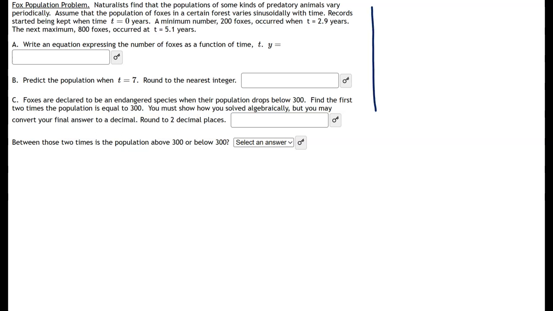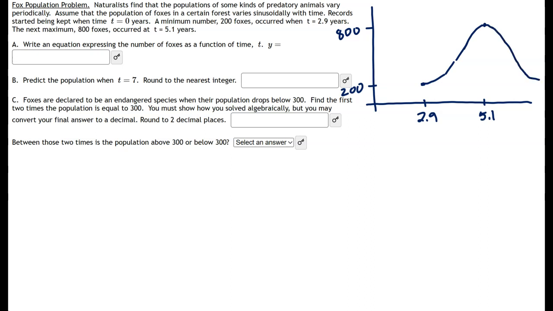So I'm just going to sketch to give myself a little bit more of an idea. Okay, so 2.9 and 5.1 years are pretty crucial. So we'll say this is about 2.9 and then this is about 5.1. And 2.9 was a minimum of 200 and 5.1 was a maximum at 800. Okay, so that's half of a period. So I'm visualizing this. And then it will repeat itself. So it should be back down to a minimum.